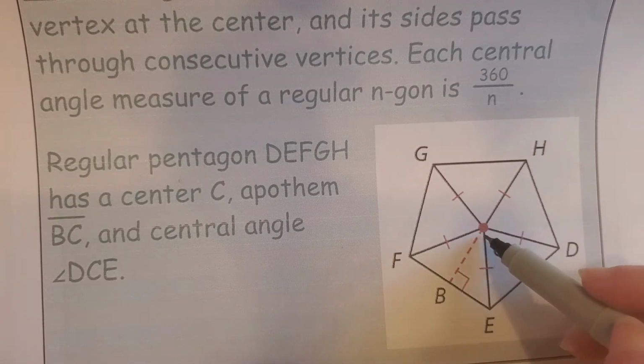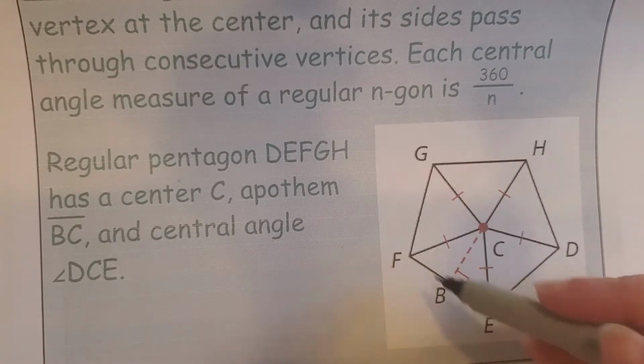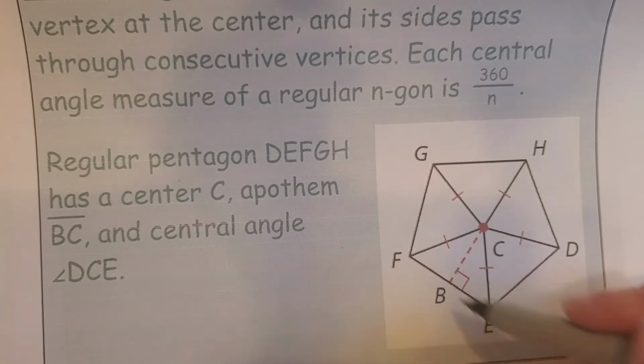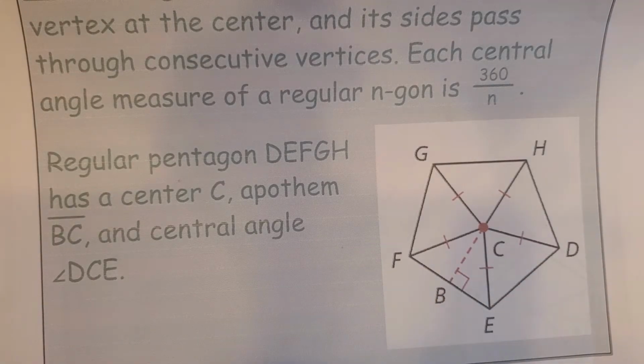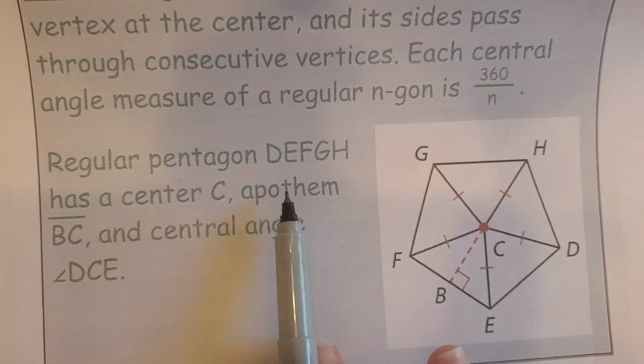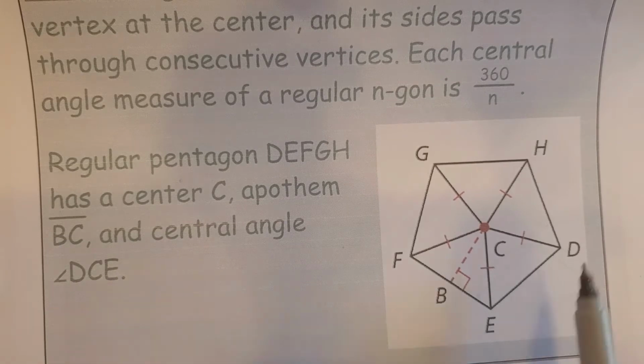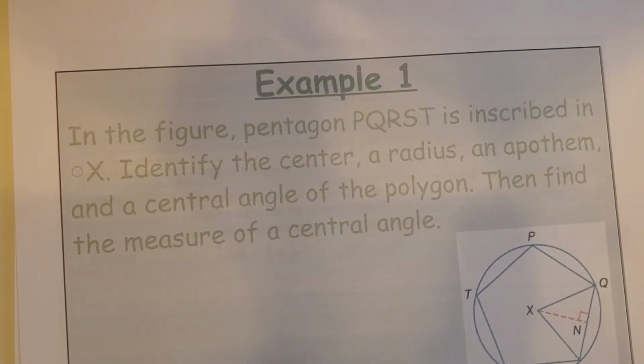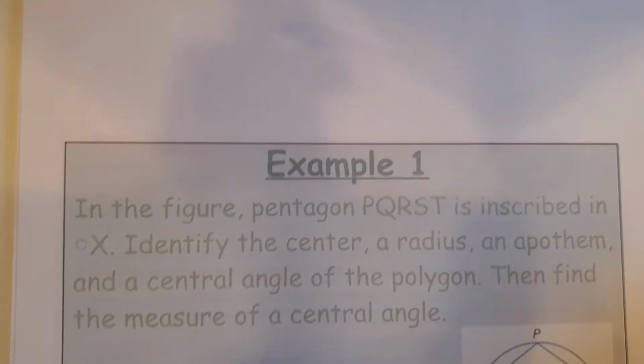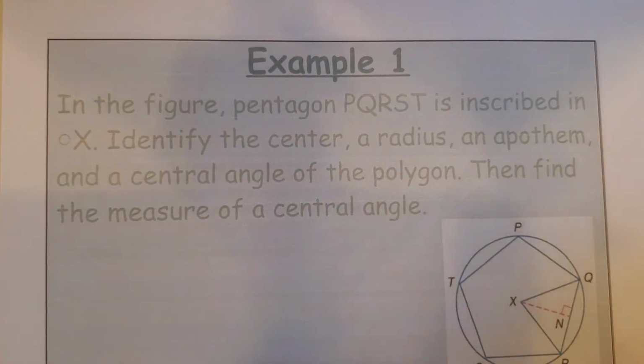It is important to note that CB, this apothem, is perpendicular to the side FE. When we find the areas of these kinds of polygons in a little bit, that is going to be really, really important. So again, just an example of what's going on here. This pentagon has a center at C, apothem BC, and central angle DCE. All right, so just some really quick practice with that before we get into all of this.